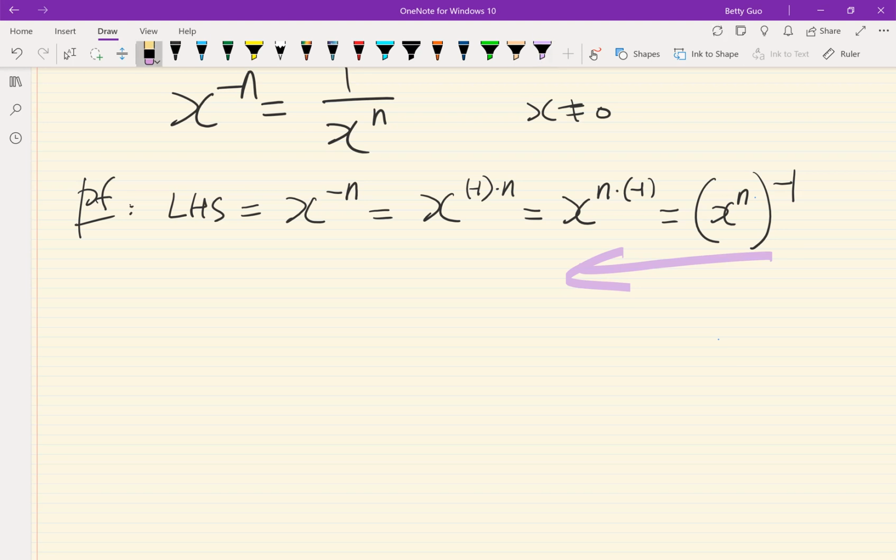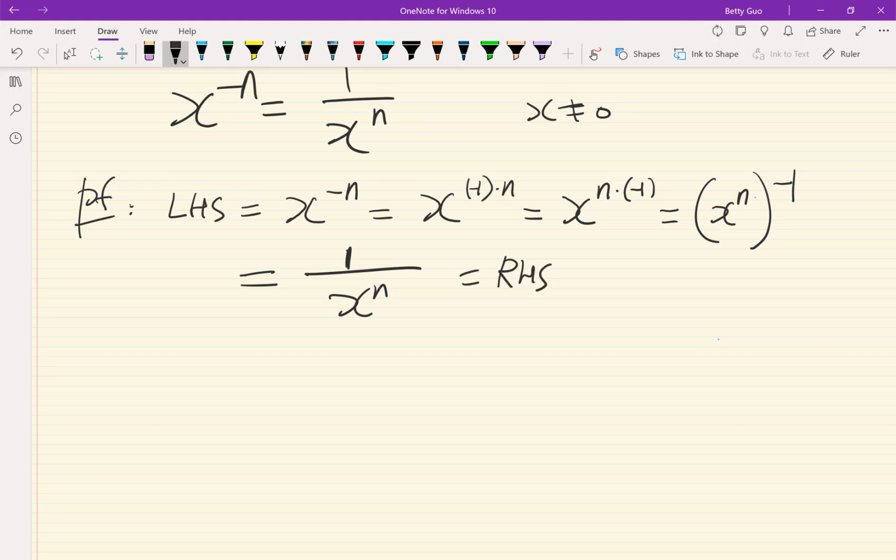Remember, earlier we got a conclusion. We proved that applying -1 on a quantity is equivalent to taking the reciprocal of that quantity. Do you see that? So that's the right-hand side. I proved the left-hand side equals the right-hand side. I used the formula we got earlier: the -1 power is equivalent to taking reciprocal. Okay, let's look at the examples.